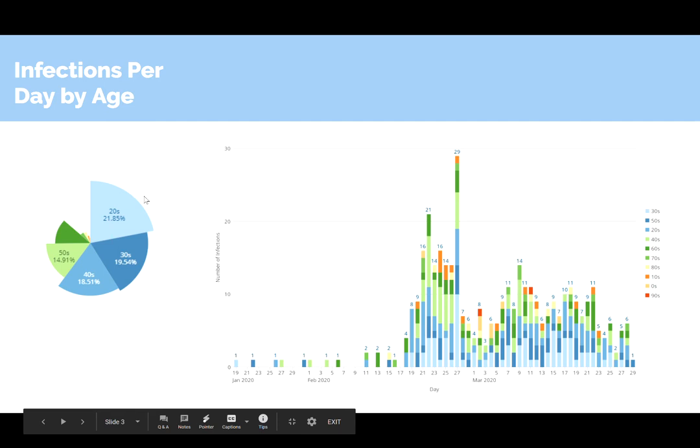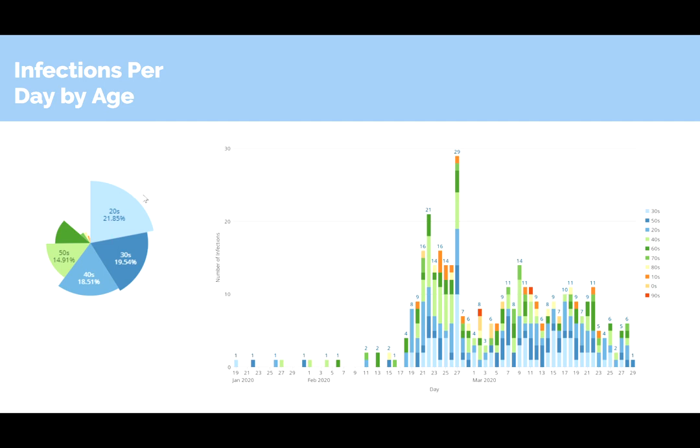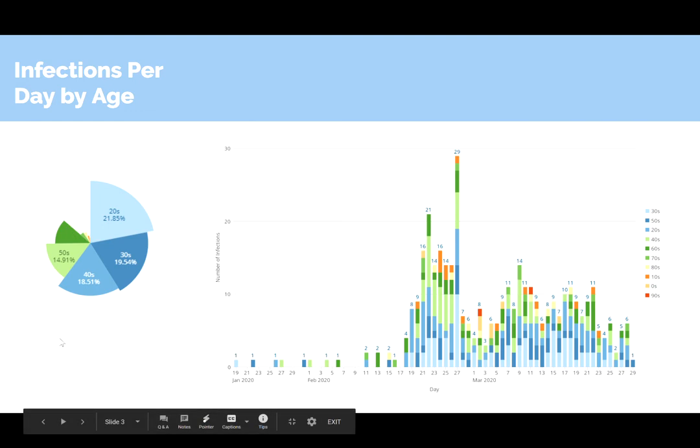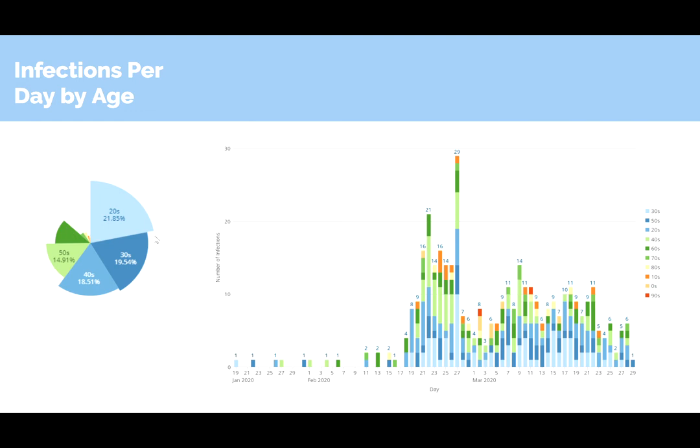And so I looked at age per infections per day, and you can see that 20-year-olds, 30-year-olds, and 40-year-olds were the highest in number of infections. And so this just makes sense because they are typically those who are working, who are moving around, so they are more likely to get infected.